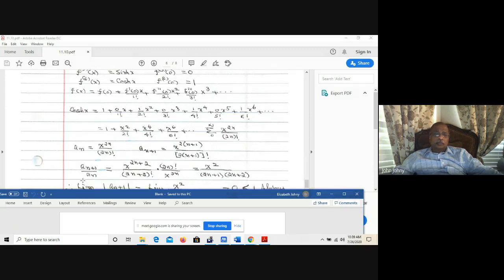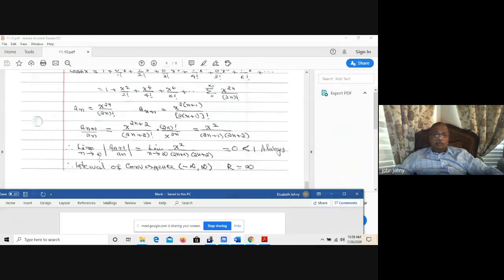So a_(n+1) over a_n is x to the 2n plus 2 divided by (2n plus 2) factorial, multiplied by the reciprocal of a_n, that is 2n factorial divided by x to the 2n. And so the numerator is x to the 2n plus 2 minus 2n, which is x squared. In the denominator, there are 2 extra terms. The last term is 2n plus 2. The immediately preceding term is 2n plus 1. So that ratio is x squared divided by (2n plus 1) times (2n plus 2).